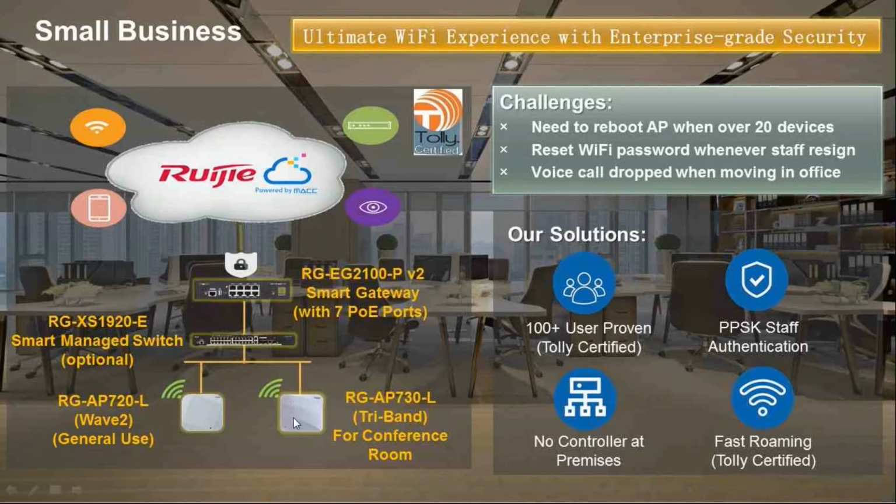And also our AP is already fully certified and proven to support 100 users connecting. In the small office, we also propose that users use private pre-shared keys for staff authentication. And also fast roaming is already fully certified. So if you purchase only one AP and one gateway, then you are entitled to our Ruijie Cloud solution. So there is no need to purchase any controller on-premise.